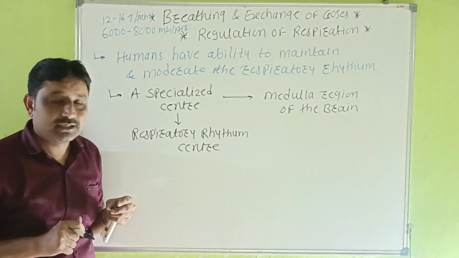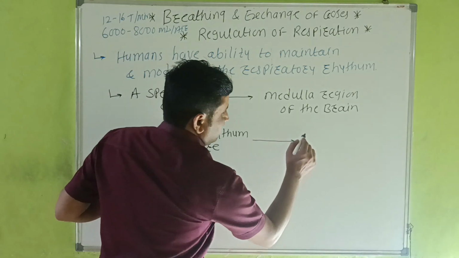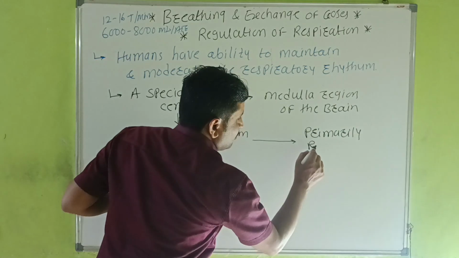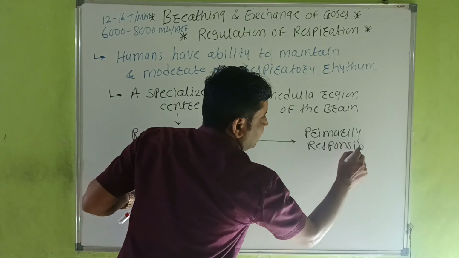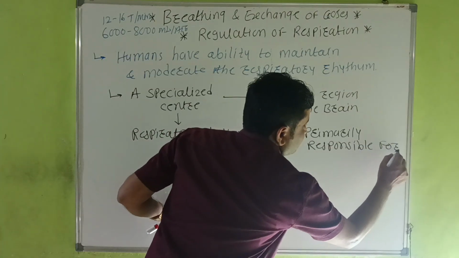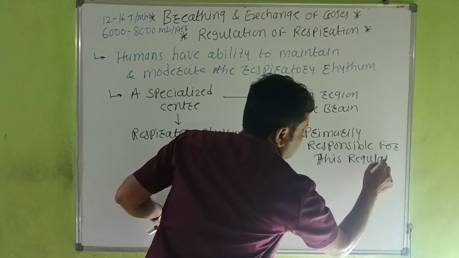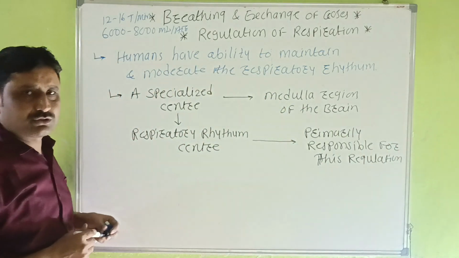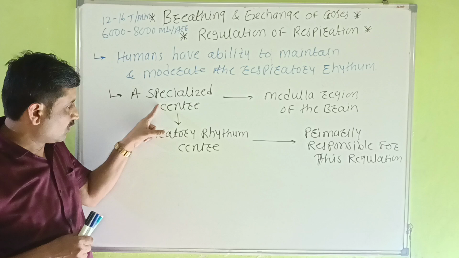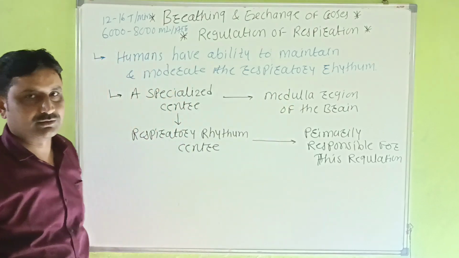एंड वो सेंटर क्या करती है? एंड दैट सेंटर, ये जो सेंटर है रेस्पिरेटरी रिदम सेंटर, it is primarily responsible for this regulation. Alright. So first, कौन responsible है? A specialized center located in the medulla region of the brain, जिसको हम कहते हैं respiratory rhythm center, and this center is primarily responsible for this regulation.